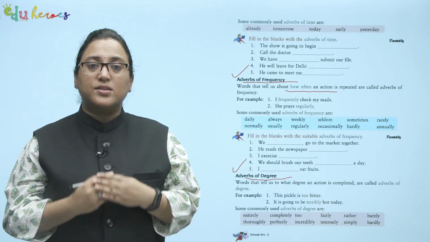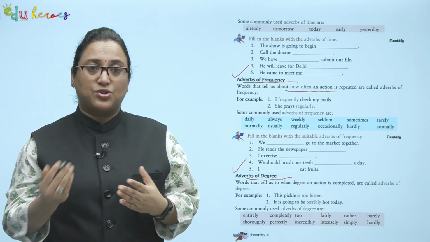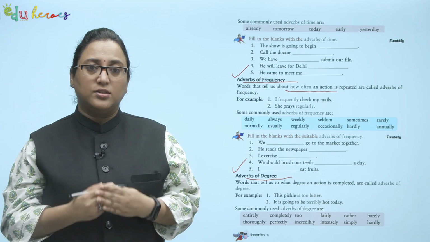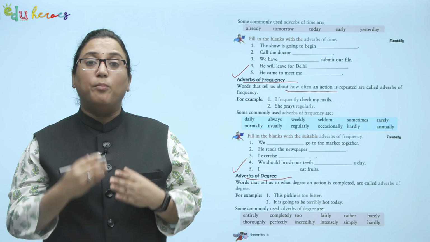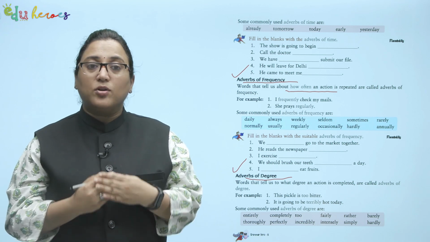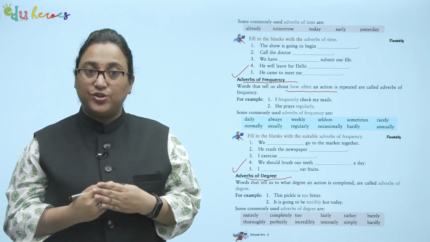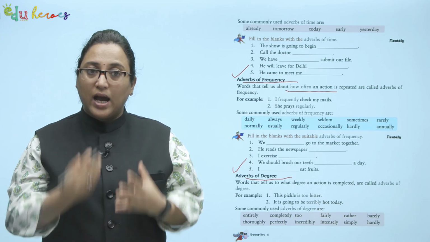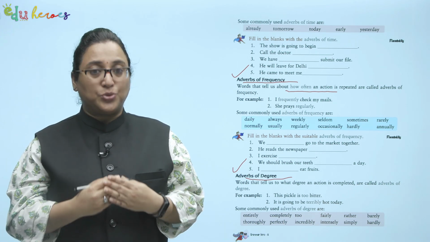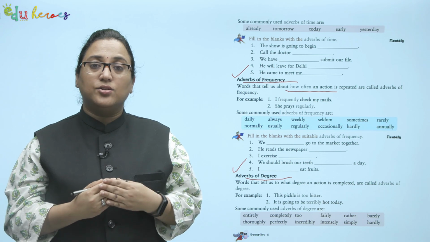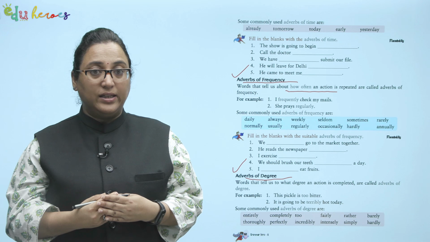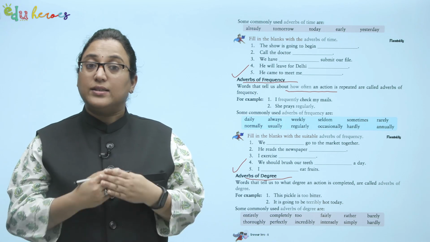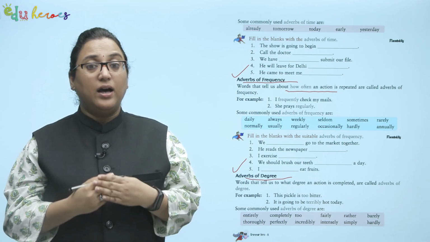It is going to be terribly hot today. How much? How much hot? Terribly hot. So you can also remember the question here, how much? Some commonly used adverbs of degree are entirely, completely, too, fairly, rather, barely, thoroughly, perfectly, incredibly, intensely, simply and hardly.